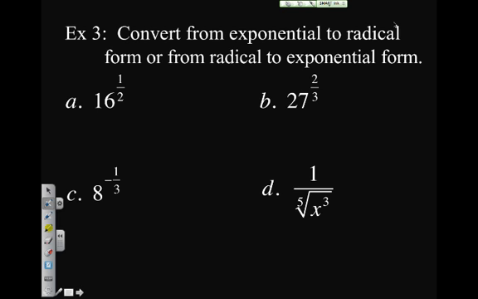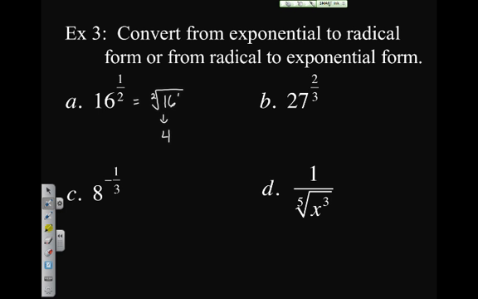Okay, so convert from exponential to radical form or from radical to exponential form. So this is 16 to the 1/2 power. That means this becomes 16 to the first power inside the radical, and the index is 2. So they're really asking us for the square root of 16, and we know that that is 4.